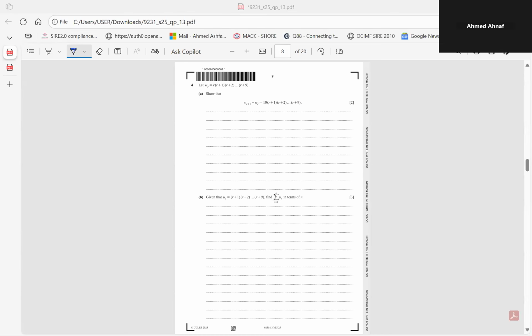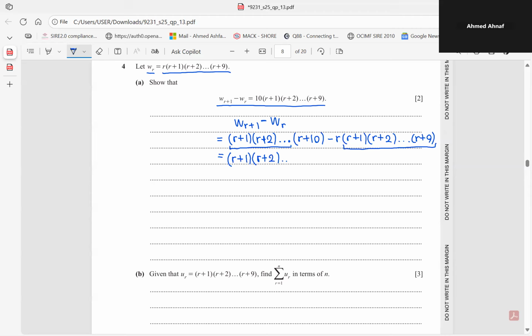Okay, now we're going to have to figure out which common factors they have that we'll be able to factor out. So for W subscript r plus 1, we can factor out r plus 1, r plus 2, all the way to r plus 9, everything excluding r plus 10. And for W subscript r, we can factorize everything from r plus 1 all the way to r plus 9. So let's factor that out: r plus 1 times r plus 2 all the way to r plus 9, and then bracket r plus 10 minus r.